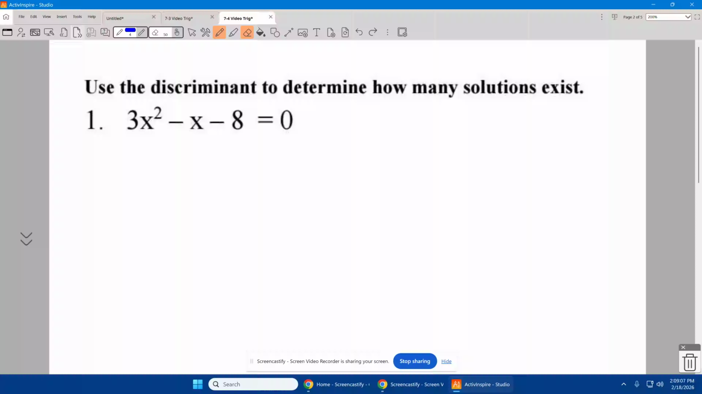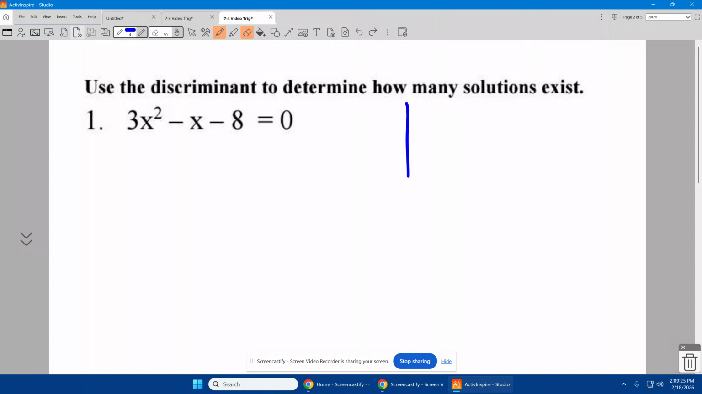We want to use the discriminant to determine how many solutions exist. So normally you could end up doing the quadratic formula and figuring out exactly what x's values would be. But we don't want to know that. We just want to know, hey, how many solutions exist here? Is there none, one, or two?